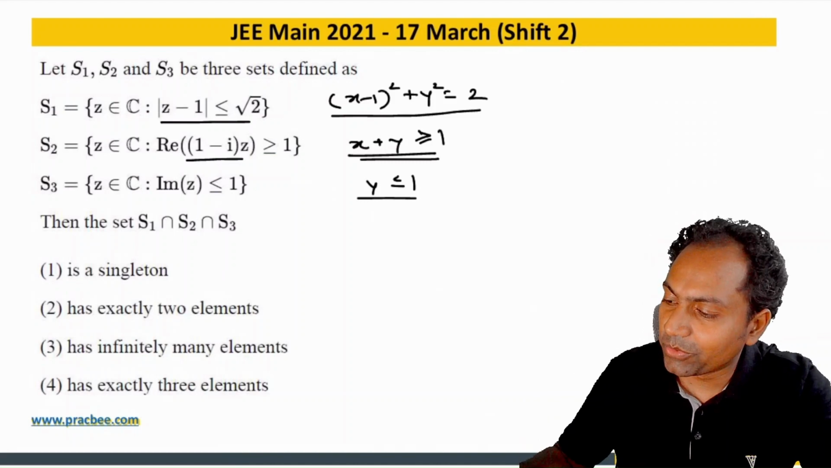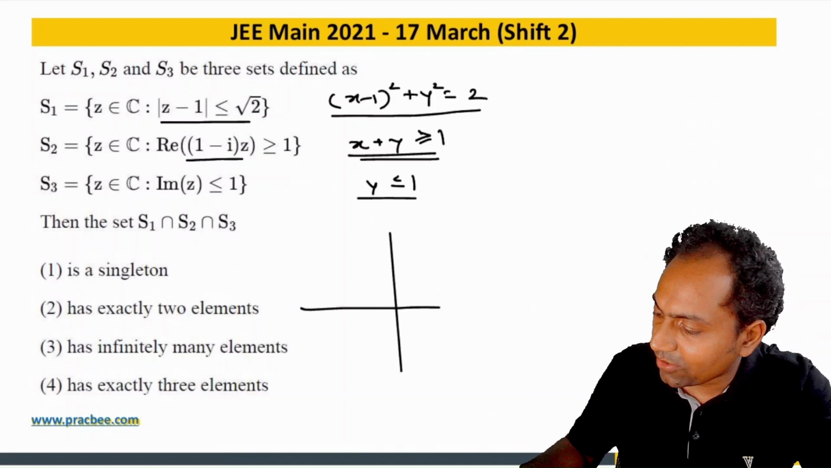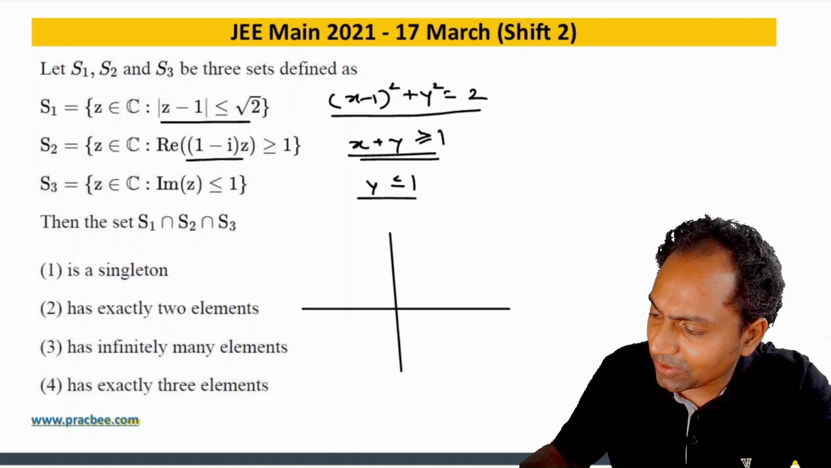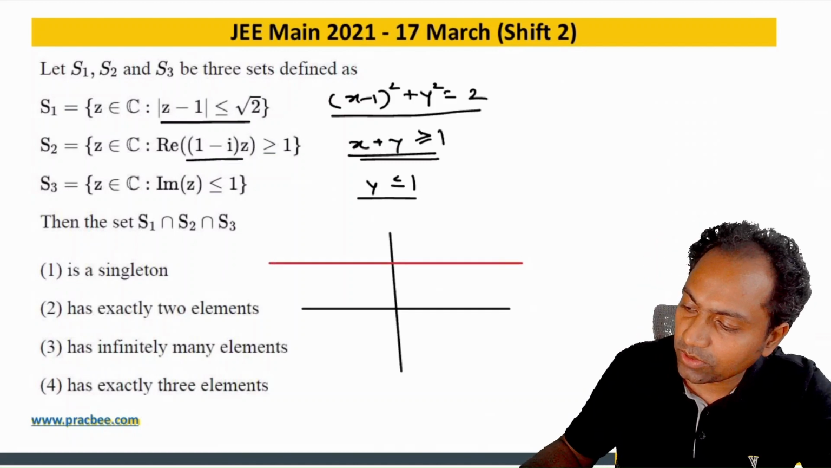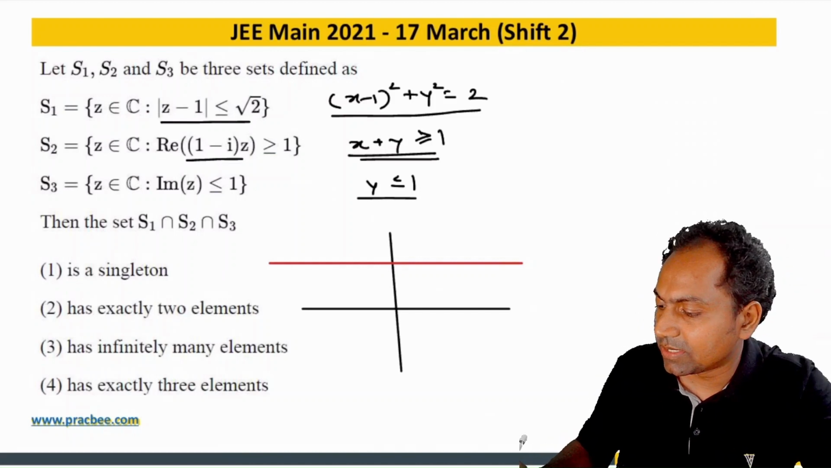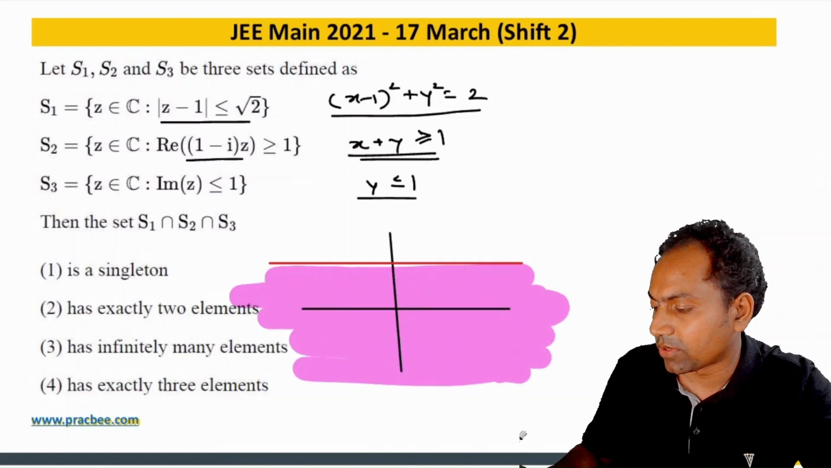Now if I look into the plane in which we are drawing all of these, let us draw the third one because it is the simplest one. We are talking about a region where y is smaller than or equal to 1. So we are talking about this region. Let me highlight it. This is the region that we are talking about, below this line.